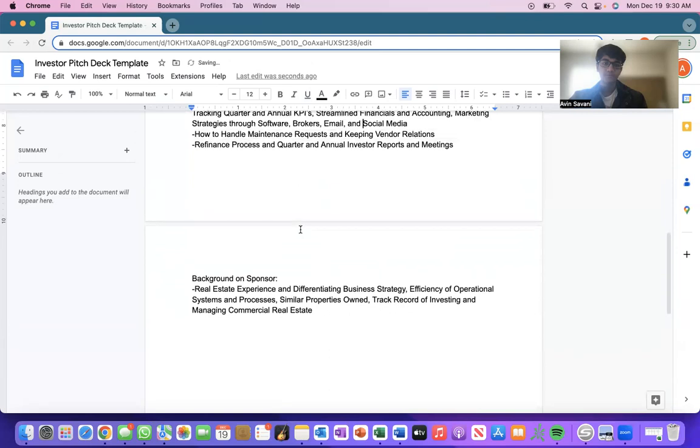So yeah, and then how to handle maintenance requests and keeping vendor relations. Basically this is a huge aspect of property management. I've explained this further in one of my other videos, but this is what makes or breaks the profitability of the investment. The operating expenses on a deal can fluctuate, but I always like to see that it's below 50% of the effective gross revenue, right?